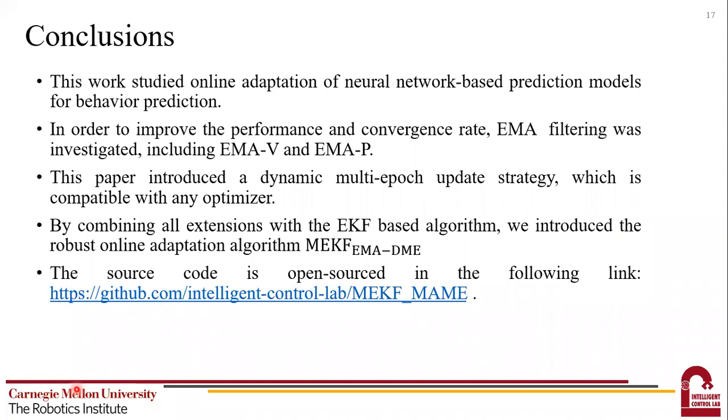This work studies online adaptation of neural network-based prediction models for behavior prediction. In order to improve the performance and the convergence of the EKF-based adaptation algorithm, exponential moving average filtering was investigated. Then this paper introduced a dynamic multi-epoch update strategy, which is compatible with any optimizer. By combining all extensions with the base MEKF algorithm, we introduced the robust online adaptation algorithm MEKF with EMA and DME. In our experiments, we demonstrated the effectiveness of the proposed adaptation algorithms.